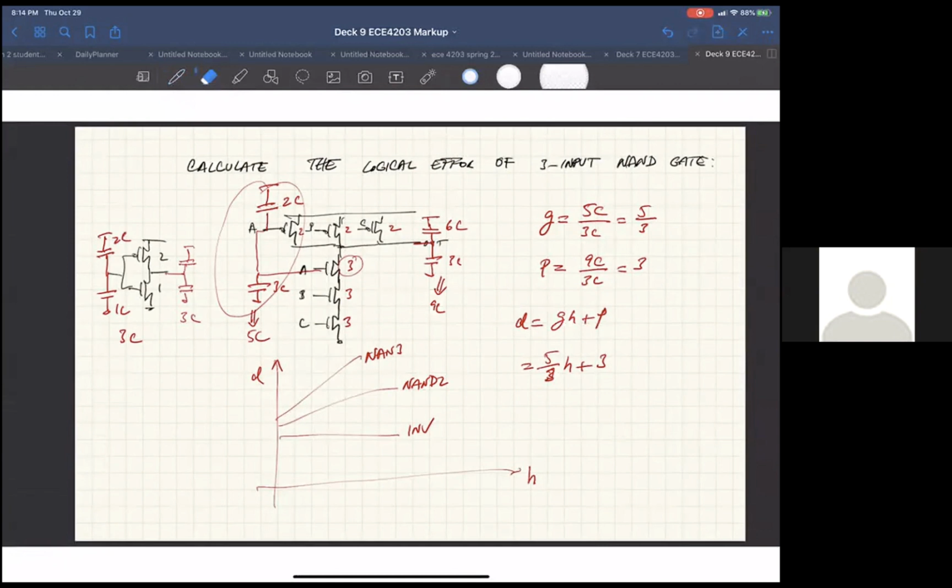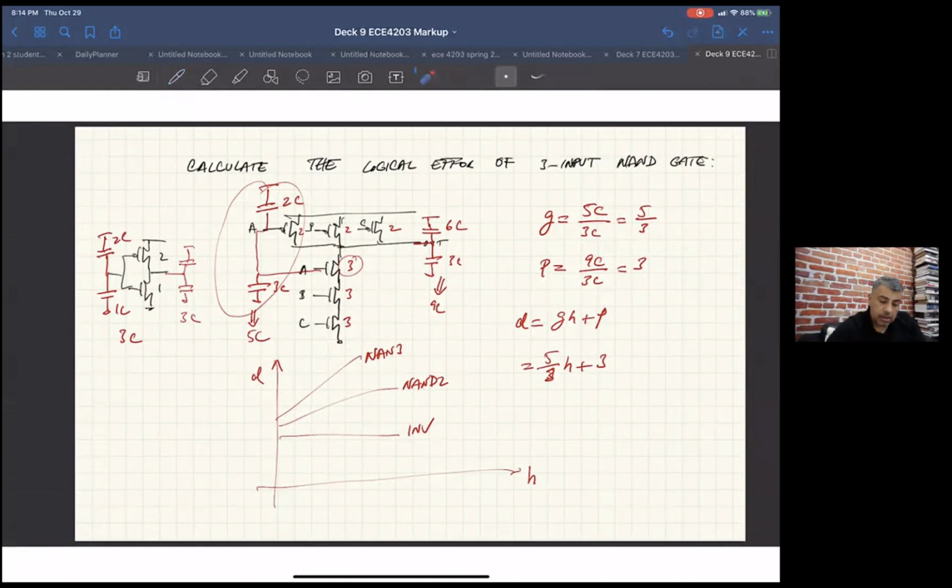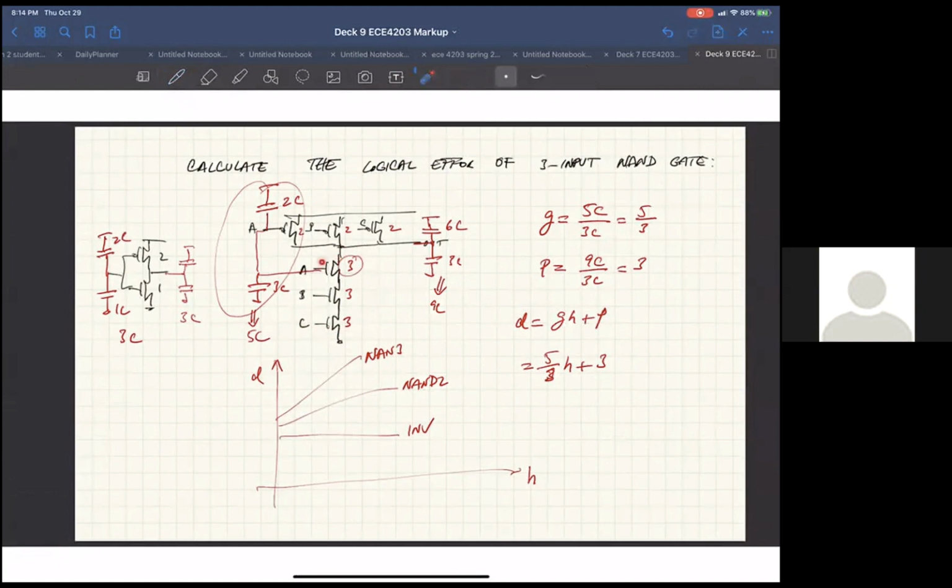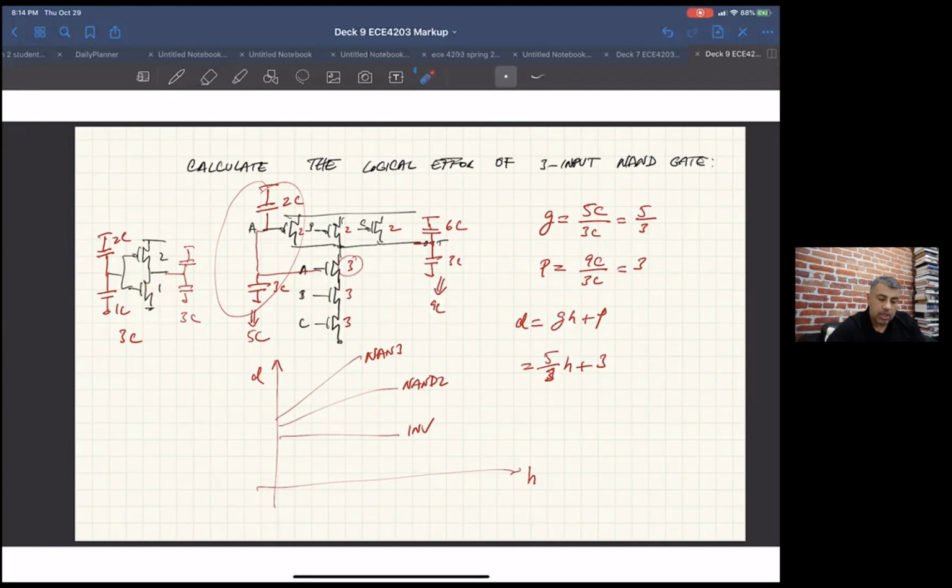Sure. Basically, you want the total pull down resistance here to be the same as the total pull down resistance here. Here we just have one minimum size N, so its resistance is just R. If we want to size these, let's call the resistance here R sub X, because I don't know what I'm going to make those. So I have 3 R sub X equal to R. Are you with me so far?